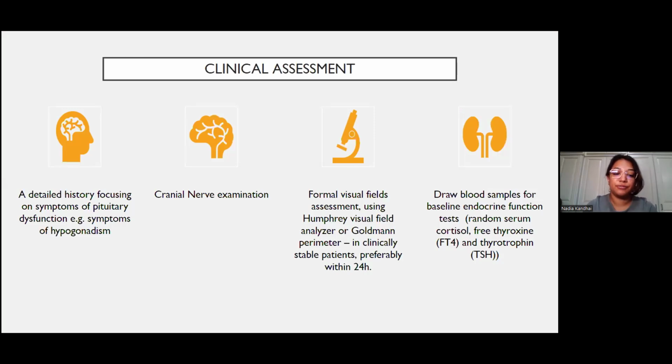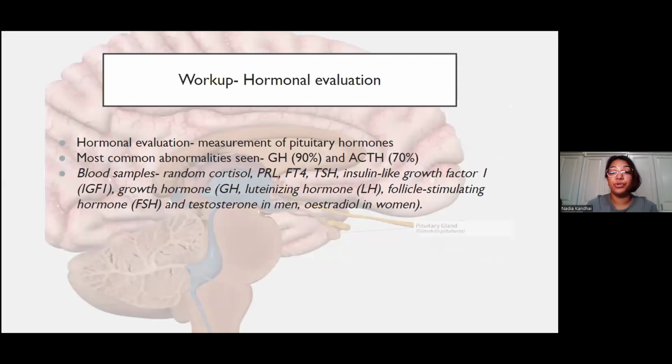A clinical assessment for pituitary apoplexy would involve a detailed history, cranial nerve examination, visual field assessment, as well as blood samples for baseline endocrine function tests. In our workup, the hormonal evaluation would be a measurement of the pituitary hormones. The most common abnormality seen in pituitary apoplexy in 90% of patients is growth hormone, and in 70% it's ACTH. Blood samples can be done as random cortisol, prolactin, thyroid function tests, insulin-like growth factor 1, growth hormone, luteinizing hormone, FSH, and testosterone in men, whereas estradiol in women.